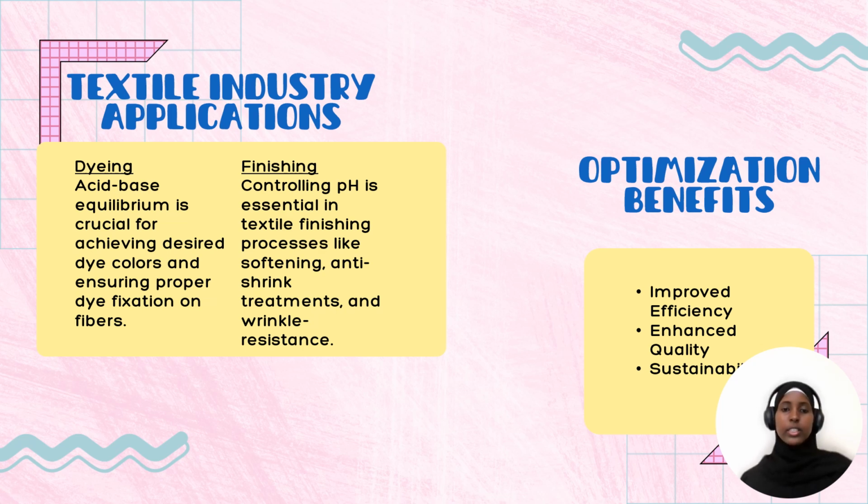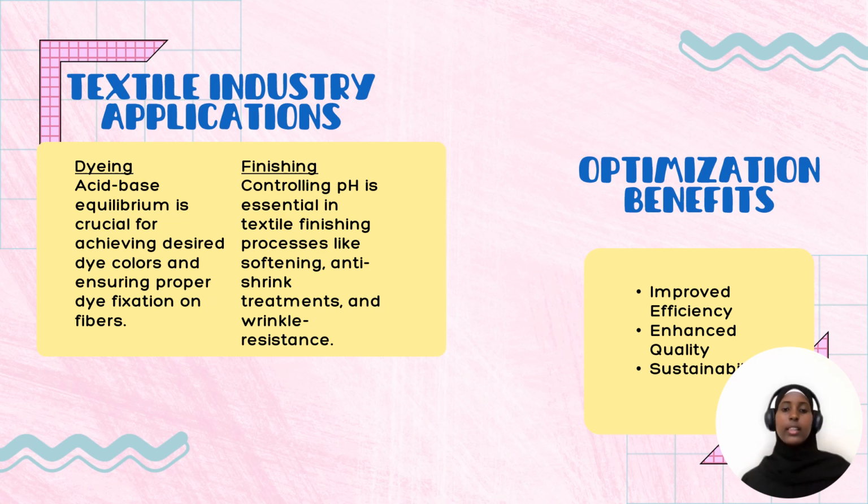So, optimization benefits. What are the benefits of controlling pH and optimizing this process? We have three points. The first one is improved efficiency, the second one is enhanced quality, and the third one is sustainability. Improved efficiency: when everything is done under the right conditions, the process is faster, smoother, and also uses fewer resources.